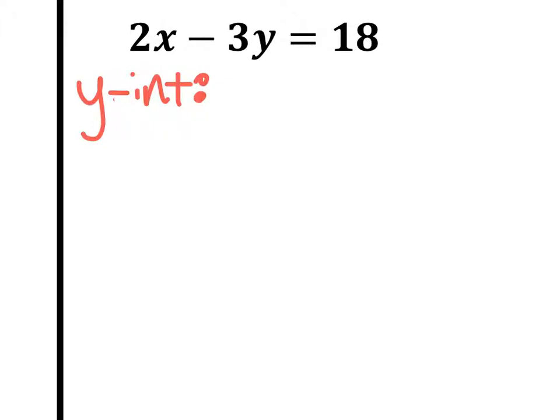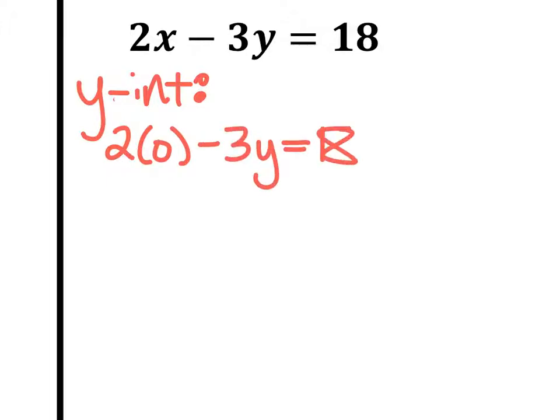If I'm finding a y-intercept, then the x is always what? 0. That means I'm going to plug in 0 for x. So I'm going to put 2, instead of writing x, I'm going to put a 0, because if it's a y-intercept, x is always 0 because it's on the y-axis. Minus 3y equals 18.